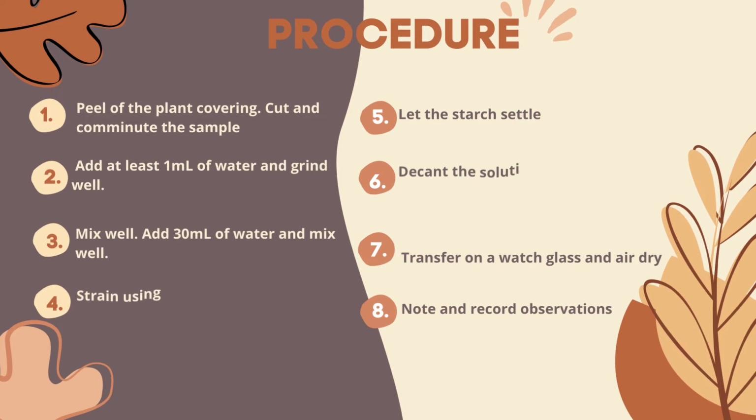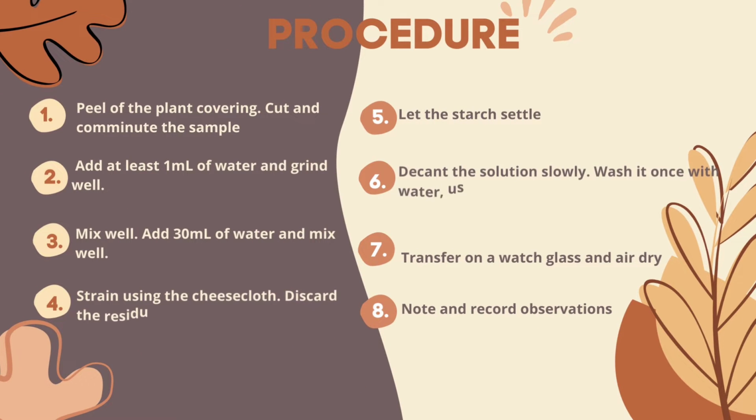The procedures are as follows. Peel off the plant covering, cut and commute the sample, add at least 1 ml of water and grind well. Mix well, add 30 milliliters of water and mix well. Strain using the cheesecloth. Discard the residue and then collect the filtrate. Let the starch settle. Decant the solution slowly. Wash it once with water using the decantation process. Transfer on a watch glass and air dry. Note and record your observation.